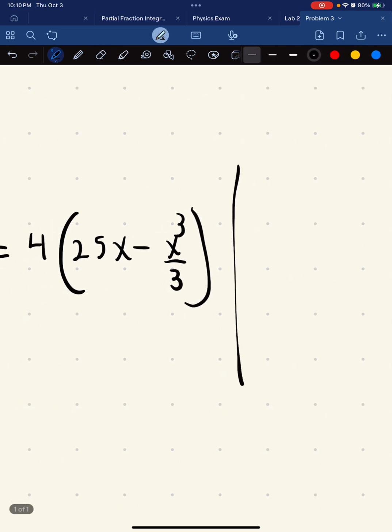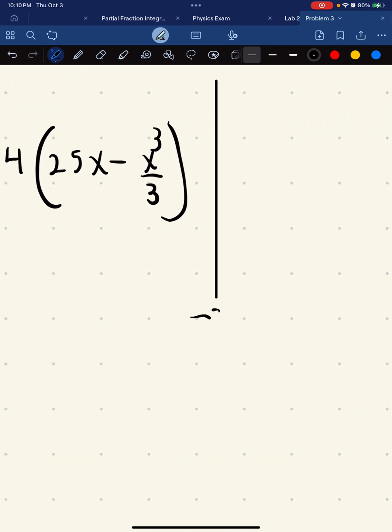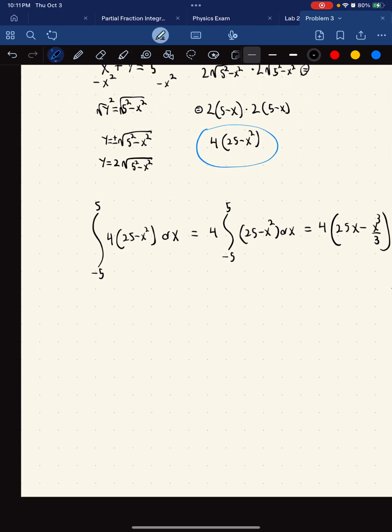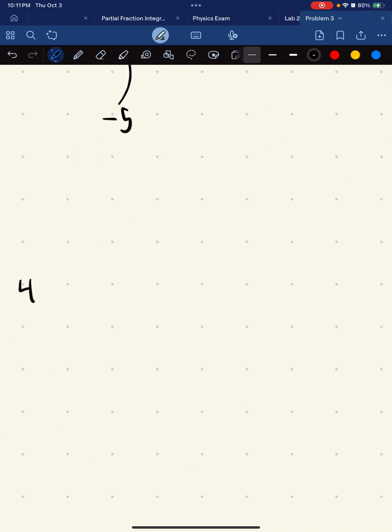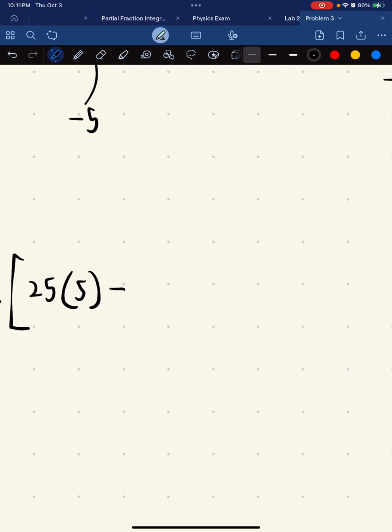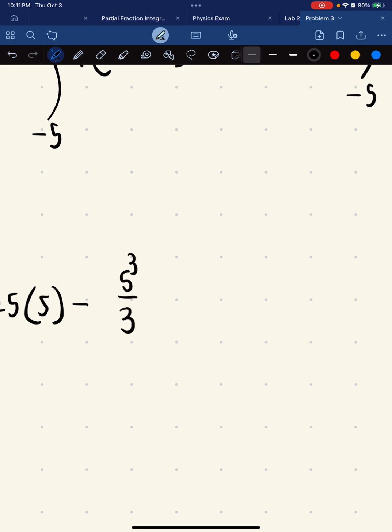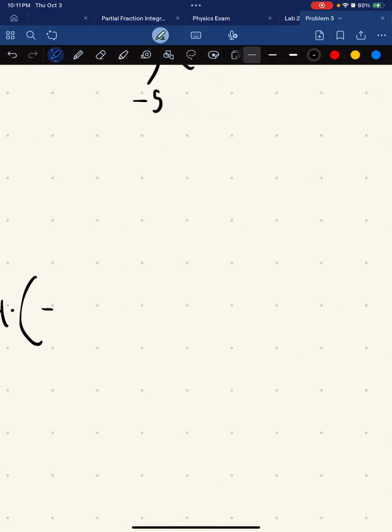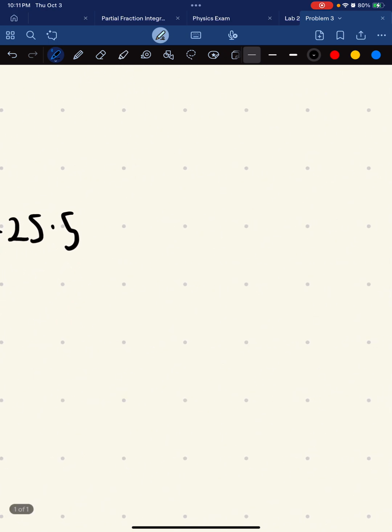And now we can actually start evaluating. So our bounds are -5 to 5. And I'll move down here to software. So it's going to be 4 times 25 times -5. Nope. We're going to begin with +5, sorry. 4 times bracket 25 times 5 minus 5 cubed over 3, bracket, minus 4 times, now it's -5, -25 times 5. I just moved the negative from the 5 to in front of the 25. They're multiplied, so it doesn't really matter, as long as you keep the negative. Minus -5 cubed over 3.